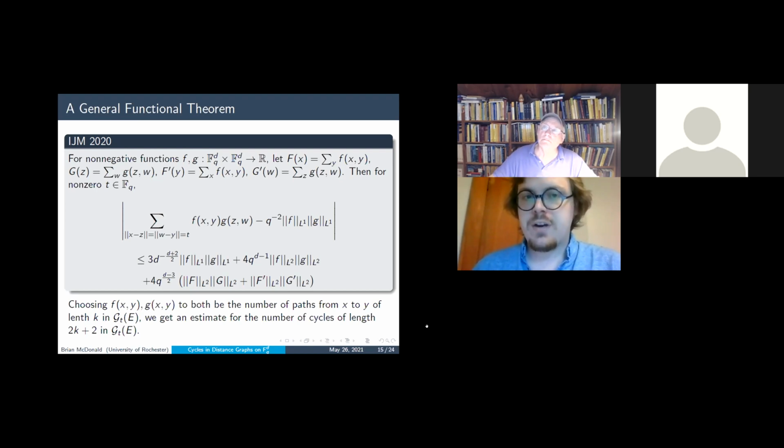So when we sum over X, Y, Z, and W, what we're getting is the number of cycles of length 2k plus 2, which is what we're trying to estimate. And so we get, right, the main term involves the L1 norms of f and g. And here, when I write L1 and L2 norms, these are just the usual Lp norms where we have the counting measure on F_q^d.